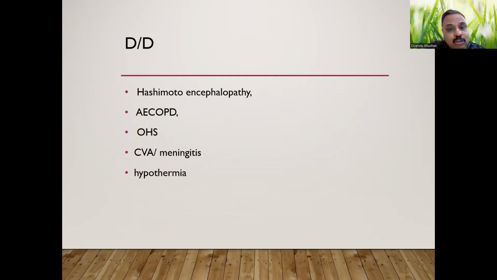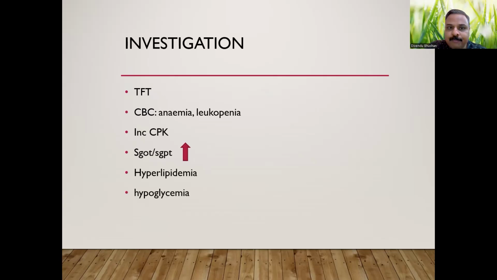What is the close differential diagnosis? We have discussed Hashimoto encephalopathy, and COPD. So those elderly patients who are coming with an increase in CO2 and who don't have a history of COPD, we should think about Myxedema Coma, especially in the winters. Others are OHS, obesity hypoventilation syndrome, CVA, meningitis, and hypothermia.